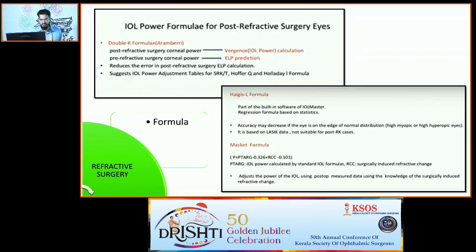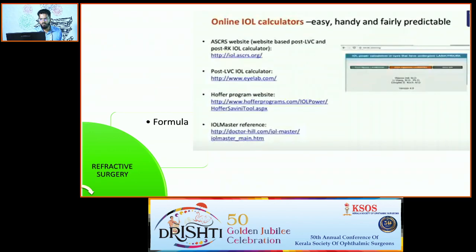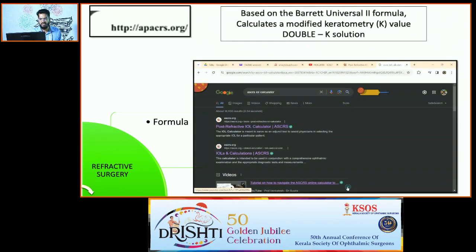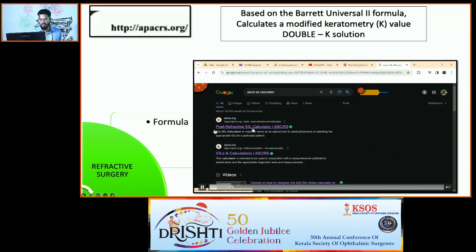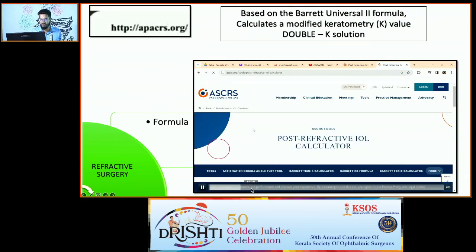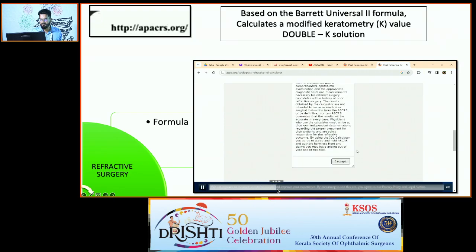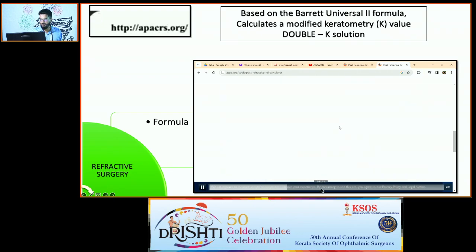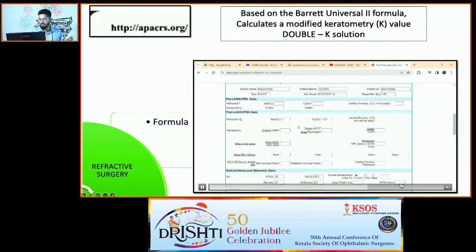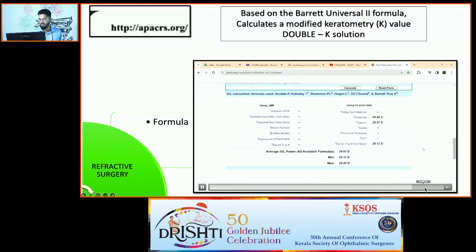And there are a lot of other formulas that can be used. But the main thing here, or the easier way out, would be to use the ASCRS calculator. This is the website that you can go into, enter the values and give your patient details, and the formulas will just be given, and you can always go for the average IOL power or the maximum.